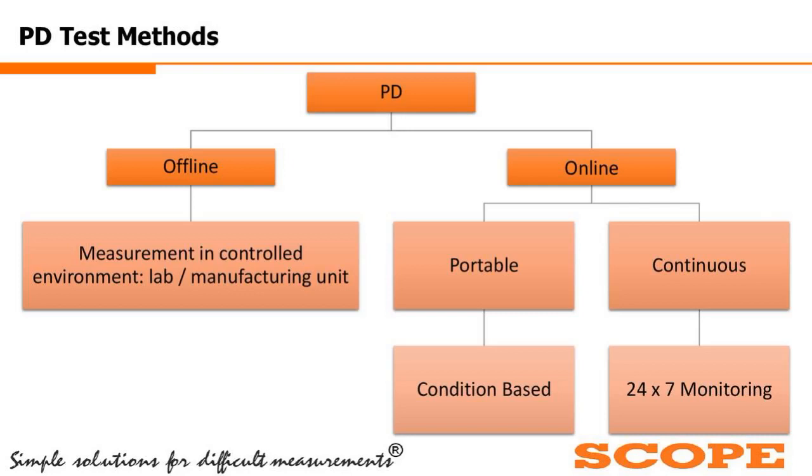The other part is the continuous one, where the sensors will be installed permanently into the test object, and the sensor monitoring will be going on 24/7. So 24/7, 365 days you will be doing the monitoring. That is the ideal or the final condition of continuous monitoring, where we will not be missing any of the signals getting generated due to the partial discharge.